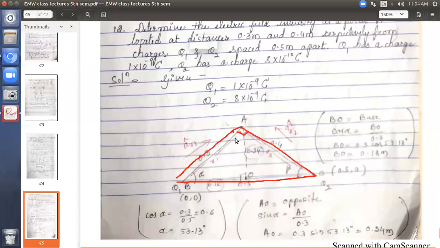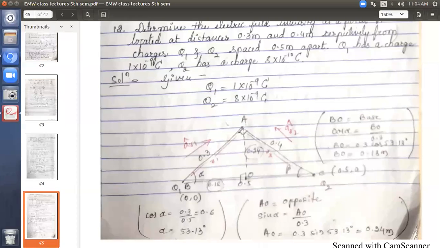Or Pythagoras theorem. Simple. If you just take the Pythagoras theorem, this is your hypotenuse 0.5, and these are your two sides 0.3 and 0.4. If you take 0.3 square plus 0.4 square, you will get the square root of, okay, the hypotenuse. That's why I say that it's a right angled triangle. Both ways you can decide. So this is a right angled triangle.